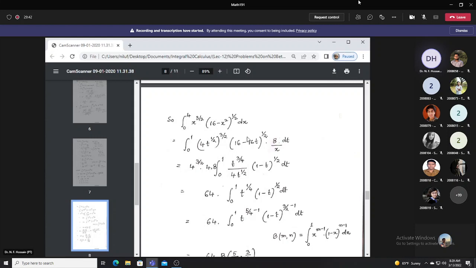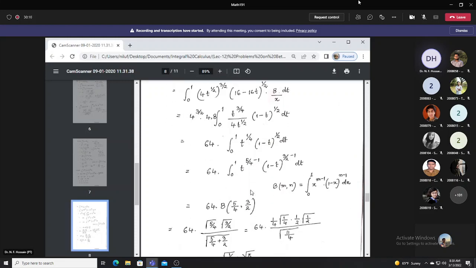Here 4 comes out, so 4 to the power 3 by 2 into 4 to the power 3, it is coming here, and 16 to the power half, that means 4, and this 8. Okay, now t to the power 3 by 4 divided by the value of x, which is 4t to the power half, and here (1 minus t) whole to the power half. Very easy. So 3 by 4 minus half gives you 1 by 4.